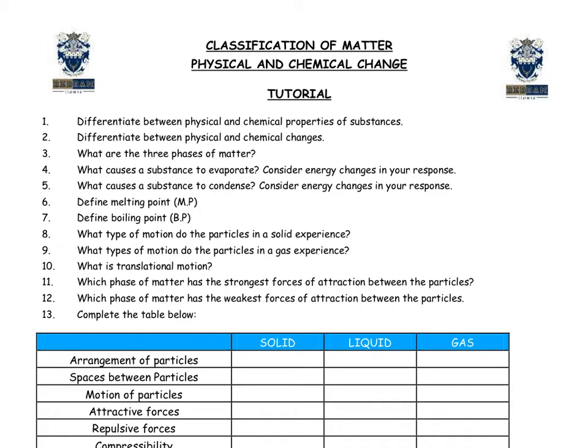Differentiate between physical and chemical properties of a substance. The physical properties are things like the color, the texture, the boiling point, the melting point, those kinds of things. The chemical properties is how they react with other substances. Differentiate between physical and chemical changes.